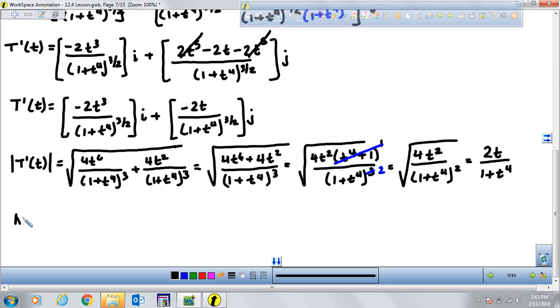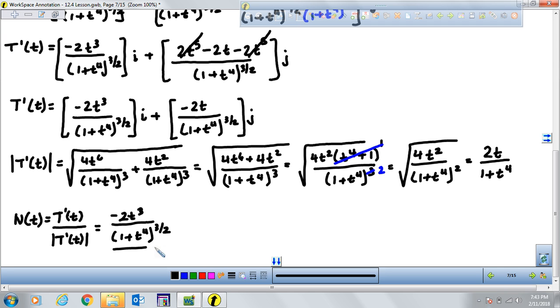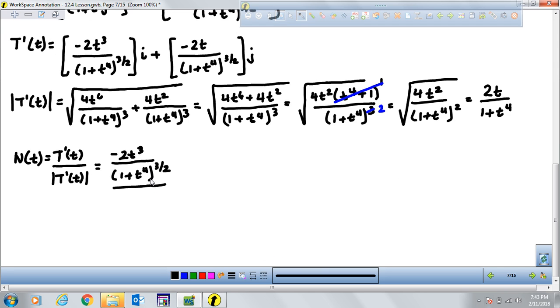So to get the unit normal vector, we need to divide the derivative of the unit tangent vector by the magnitude. So the derivative of the unit tangent vector is this. We're going to divide it by the magnitude, which is this. So we're going to get negative 2t cubed over 1 plus t to the fourth raised to the 3/2, divided by the magnitude, and the magnitude we found to be 2t over 1 plus t to the fourth.